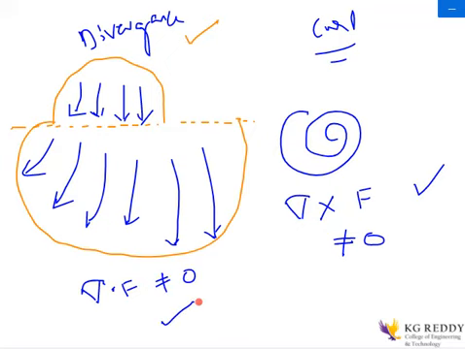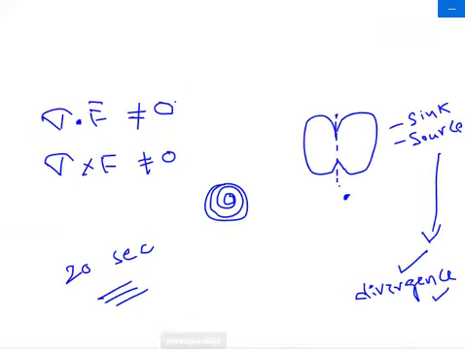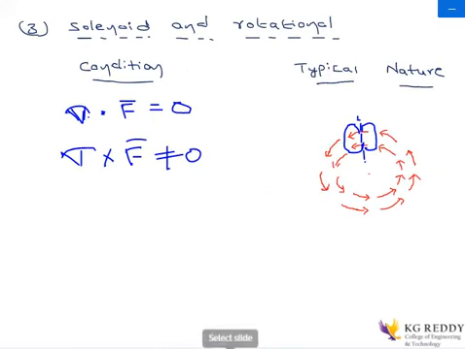So this is the basic concept of the divergence and the curl. Hope you are very clear. Other than these four fields, if any kind of field is given, you can easily identify whether the divergence is 0 or non-zero, and whether the curl is 0 or non-zero. We'll see more numerical problems on the curl and also on the divergence.